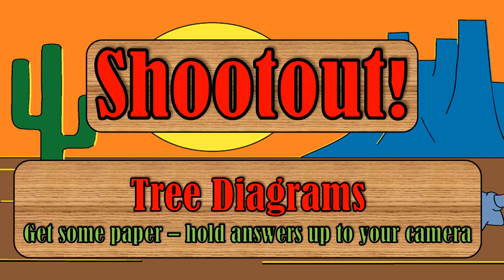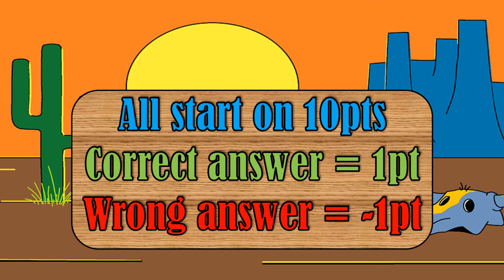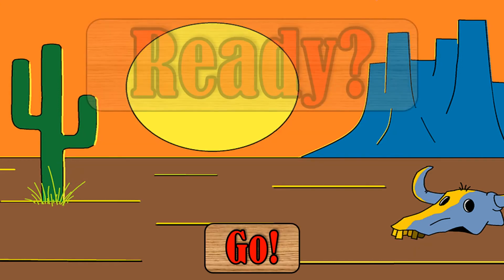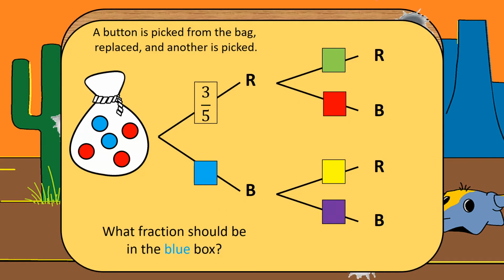So, our first question, see if we can do this, have a go together. All right, I'll give you a little time and then we'll see how we've got on. You can start on 10 if you want. Remember, we get 1 point for a correct answer, lose a point for a wrong answer. Write down what the answer is going to be. So the question here is what fraction should go in the blue box. So there we've got a bag with red and blue counters in it. And we're marking on our tree diagram from 2 picks, do we get red or do we get blue?